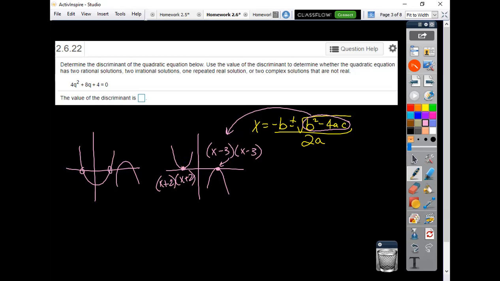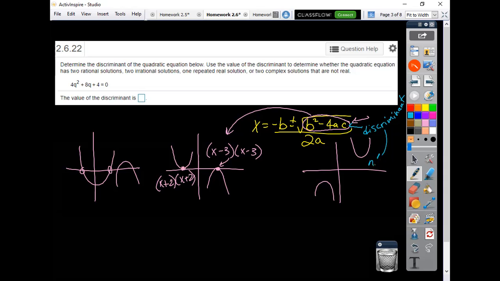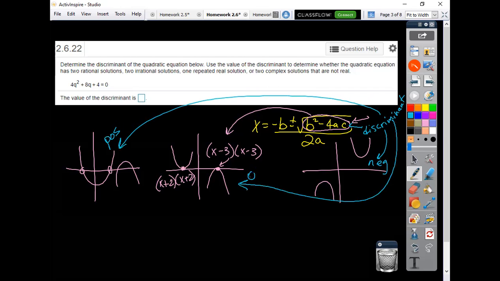But what about the ones where you have an example where it's like up here or down here, so it never crosses? That's where you're going to have under the square root, that's called the discriminant. Underneath there, so the b squared minus 4ac, if it's negative, that's this situation. If it's positive, that's this situation. And the last option is if it's 0, then that would be this situation.